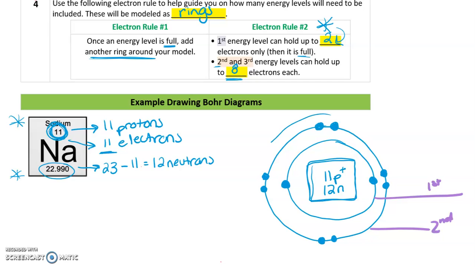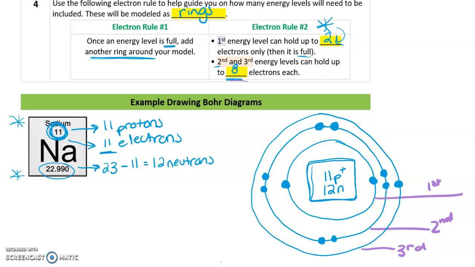So what I have to do is draw one more energy level, or one more ring around my atom, and add my last electron there. So I'm going to label just for you guys, this is my third energy level. And keep in mind, you might have elements that are bigger and require more electrons on this third energy level. Once again, the third energy level can hold up to 8 electrons.